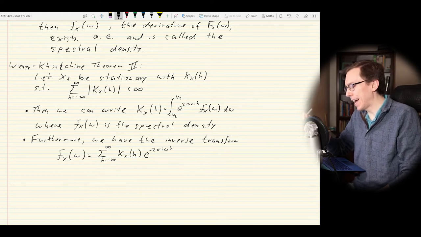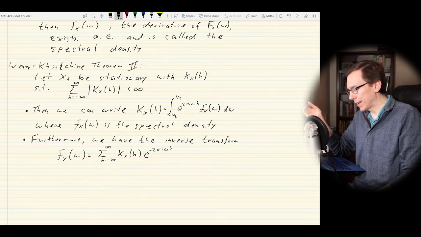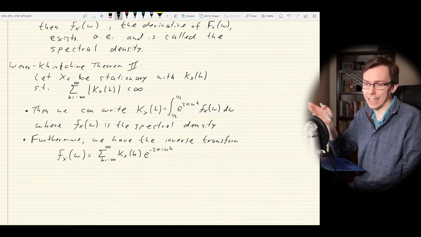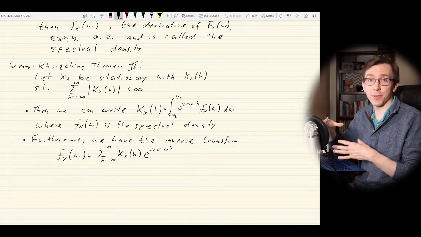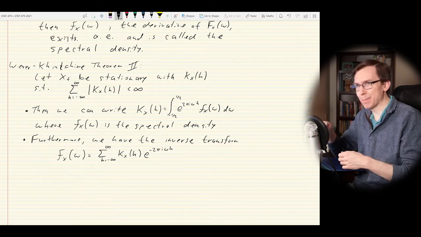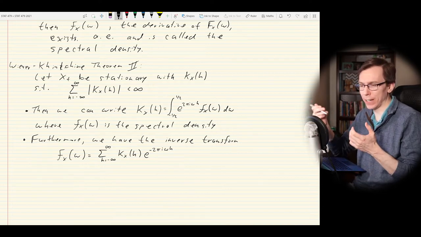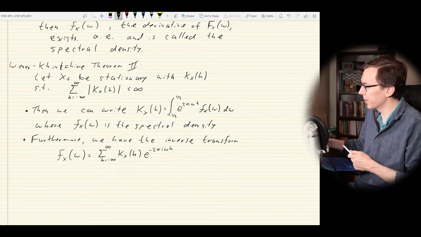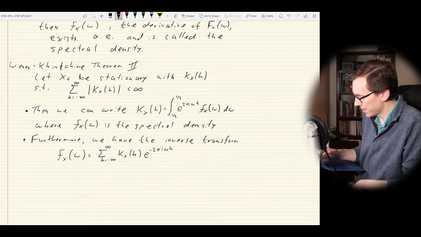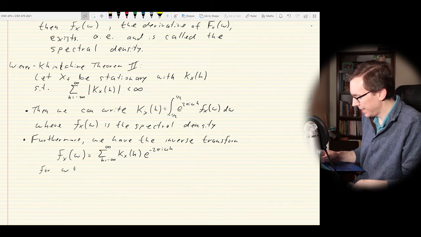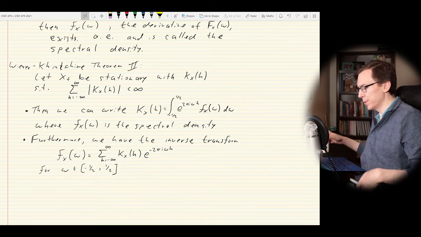Again, you could talk about continuous time stochastic processes where the autocovariance can take on any argument, but here we're doing discrete time. So h is going to be an integer. So we're going to sum over all h rather than doing some type of integral. Oh, and this is for ω in the closed interval from minus 1/2 to 1/2. Cool.